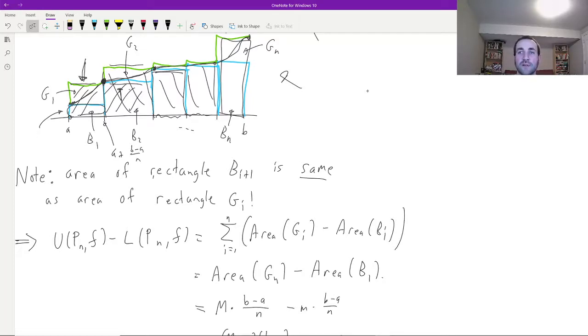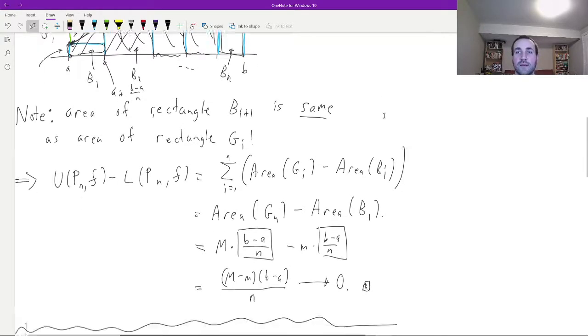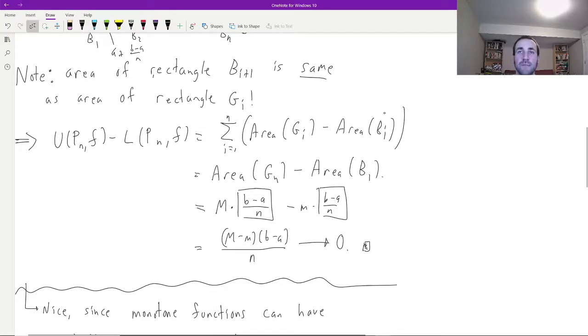Almost all of those terms cancel except for the area of this last green rectangle minus the area of that first blue rectangle. But we actually have a formula for both of these. The width of both rectangles is (b minus a) over n. The height of this last green rectangle is f of b. The height of this first blue rectangle is exactly f of a. And so in fact, U(Pn) minus L(Pn) is exactly given by this expression here.